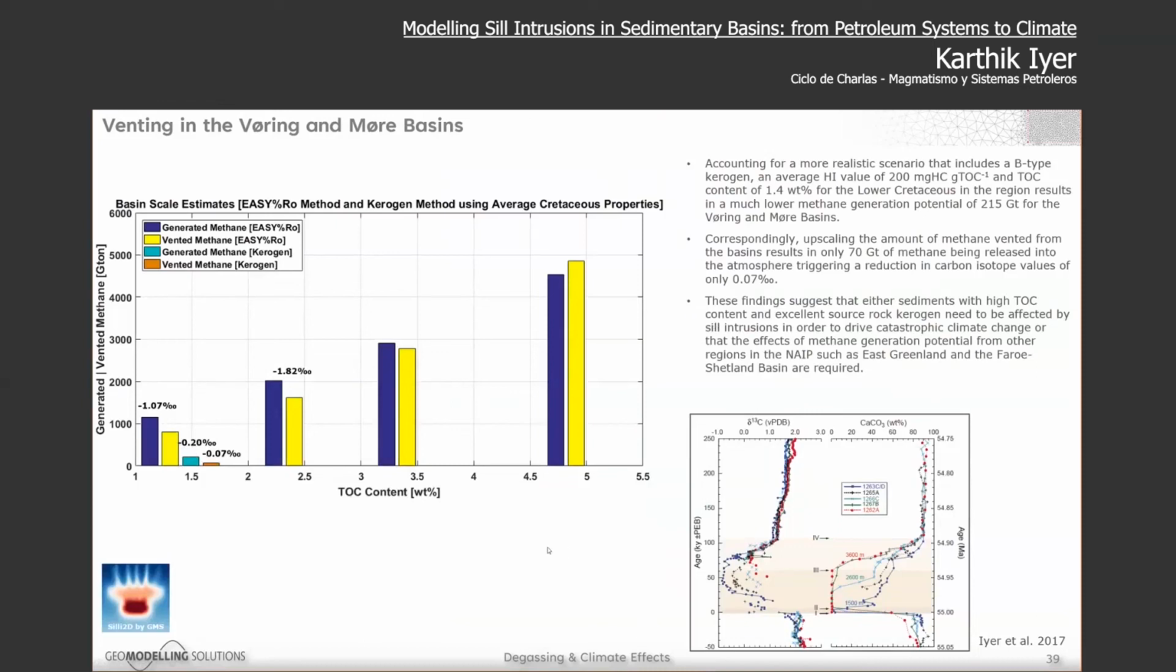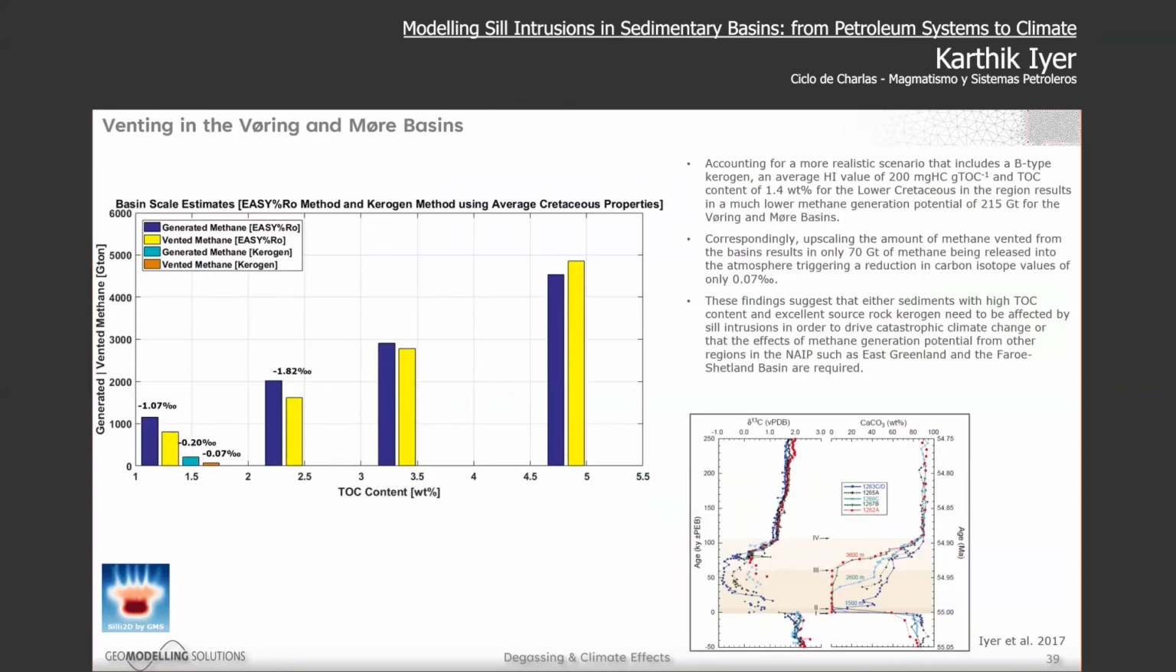So it's a bit difficult to explain the entire excursion based on the Vøring and Møre basins, but we also note that besides the Vøring and Møre basins, in Greenland and the Faroe-Shetland Basin, you have much richer oil-prone rocks with more than 5-8% TOC, and these have also been affected by sills. So we need to really take care about that if we really want to quantify what happened here.